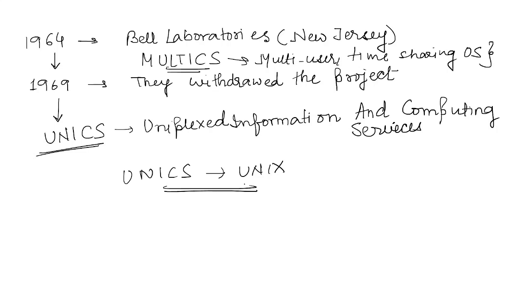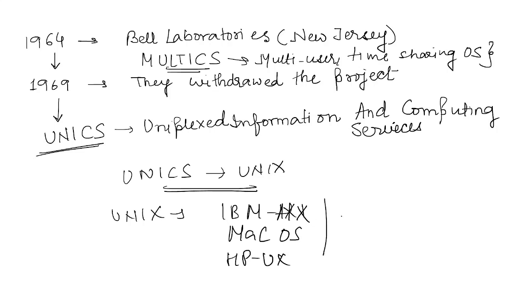So this was the complete story about this. And about the Unix variants that I am talking about: Unix variants are IBM AIX, then Mac OS, then HP-UX, Sun Solaris. So these are the flavors of Unix that came into the market. So this was the complete story about Unix.